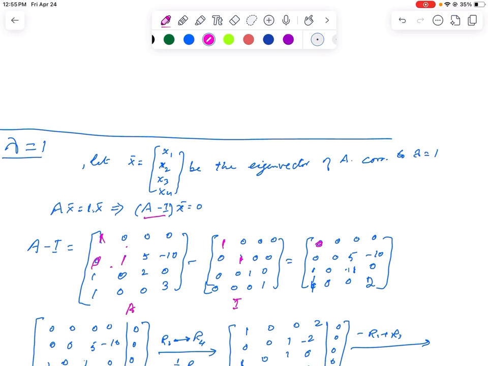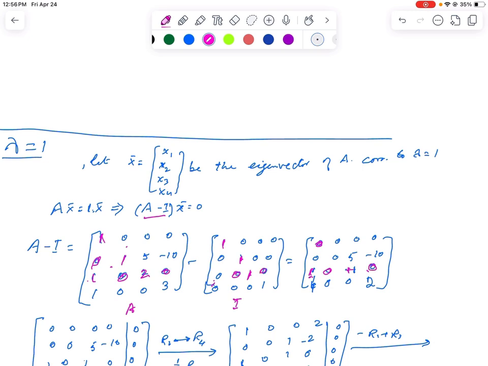Then the third row: the first entry, 1 minus 0 is 1. Then 0 minus 0 is 0. The third entry is 2 here and 1 here, so 2 minus 1 is positive 1. And the last entry, 0 minus 0 is 0.